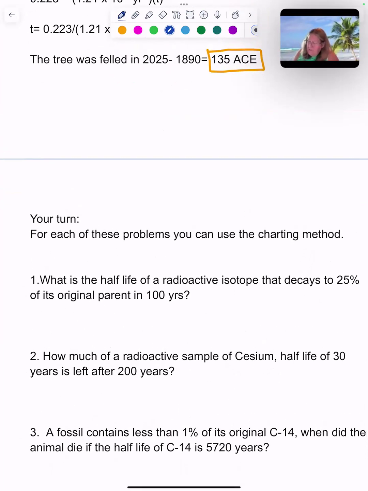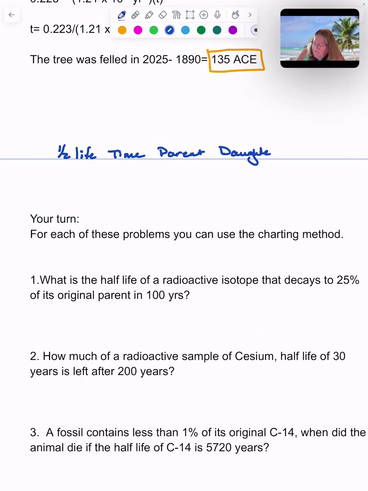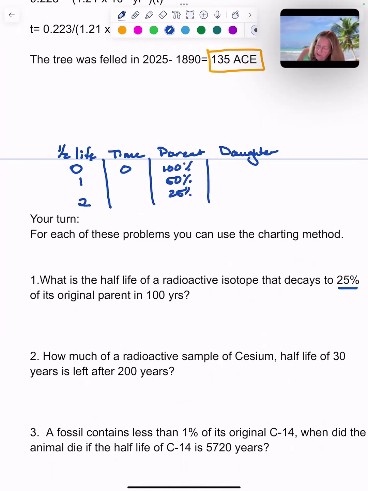So what is the half-life of a radioisotope that decays to 25% of its original parent in 100 years? Well, if we're going to set up that time, I'm going to do it up here. Time, half-life, time, parent, daughter. And by now, you probably can even drop doing the total. So 0, 0. This is a percentage one. So we start with 100%. Then we're going to have 50%. We're going to have 25%. 1, 2. That occurred in 100 years. 100 years divided by 2, because there's 2 half-lives there. That gave you 50 years.